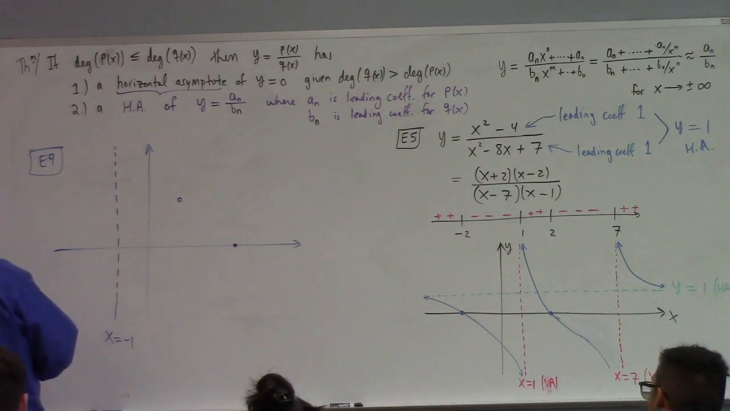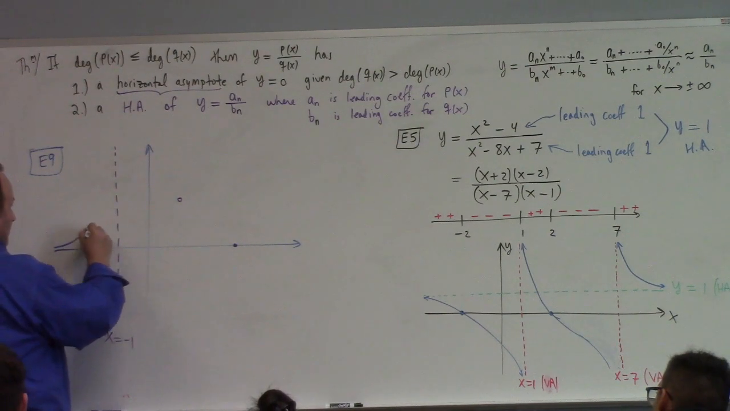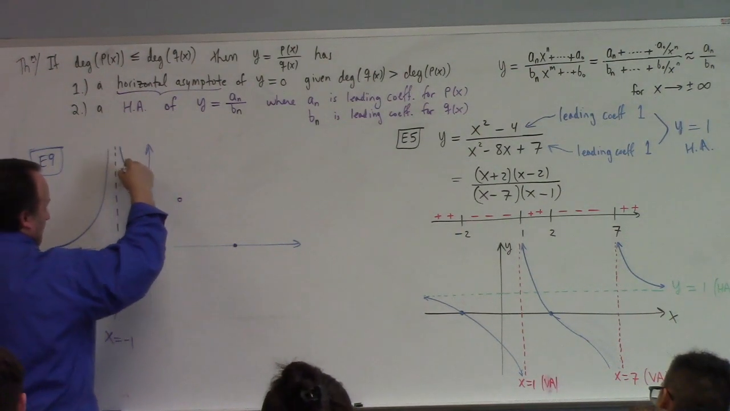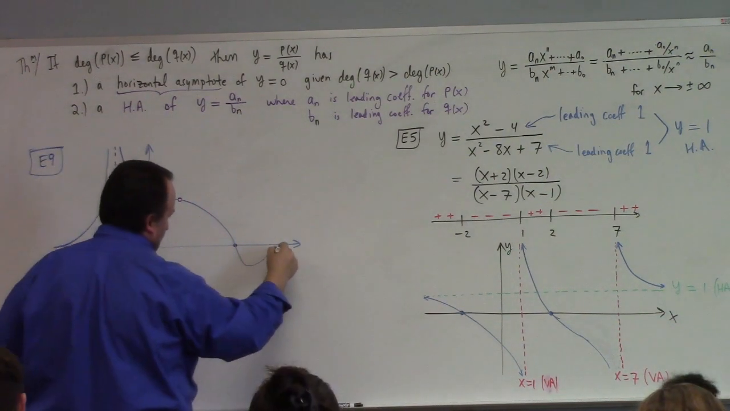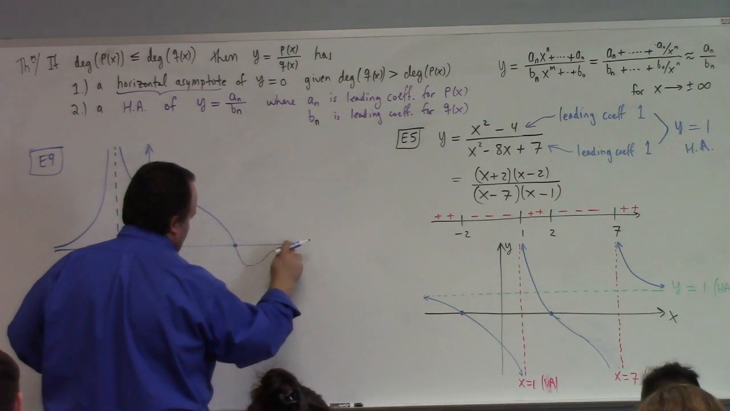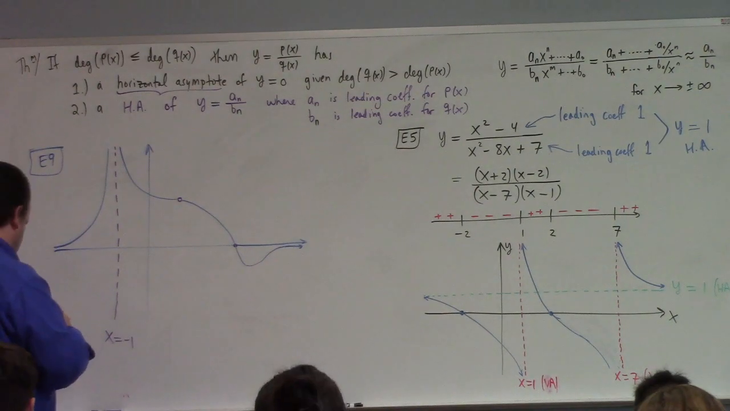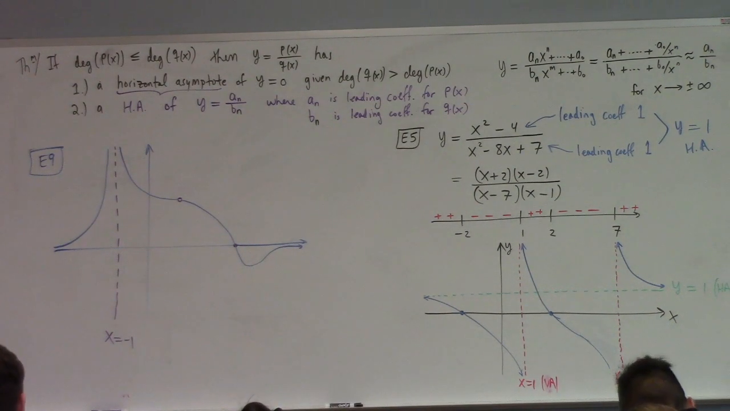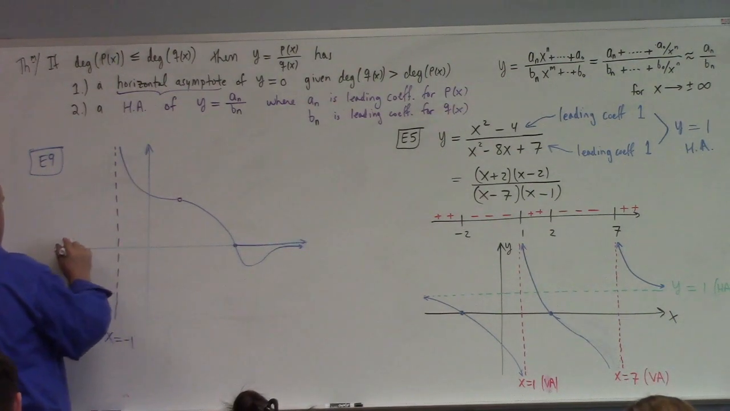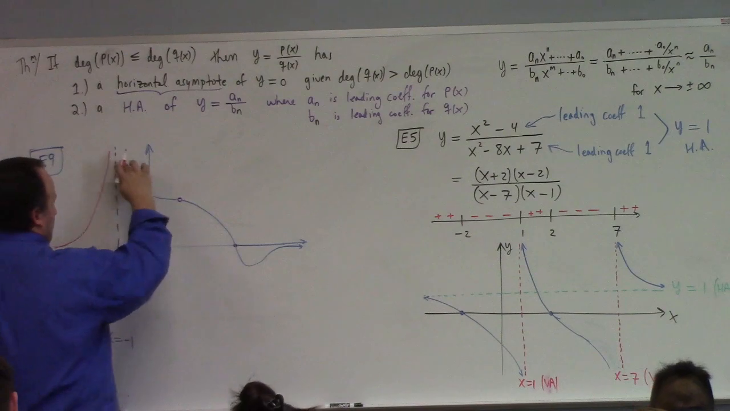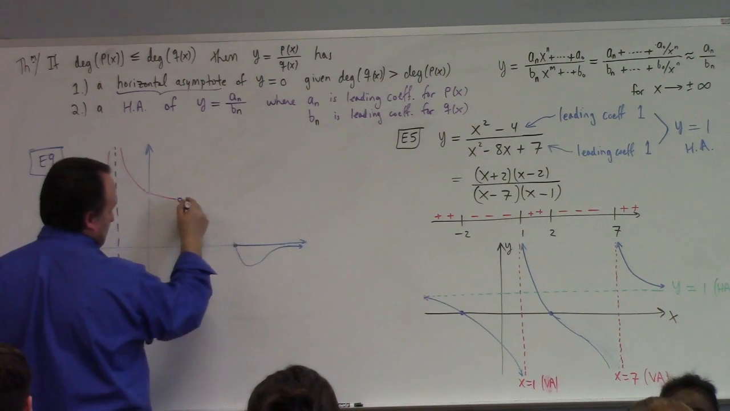So let me draw the graph something like this. Sorry, I should have used a different color, my bad. I hope you can see it. I'll do it in red again. So can we come up with a potential formula for this? I guess you guys need to tell me where the hole is.